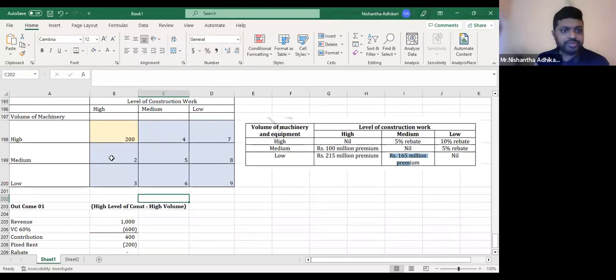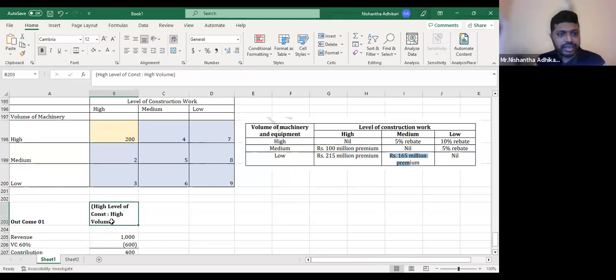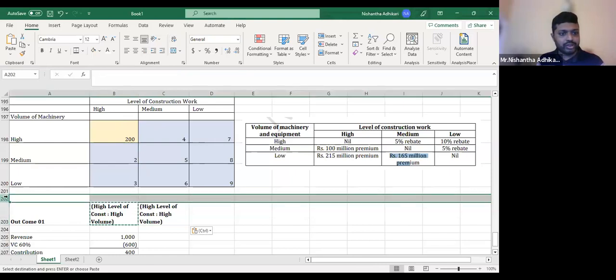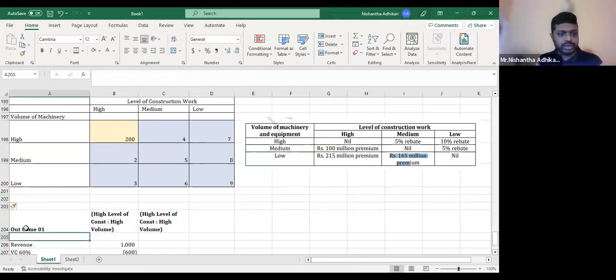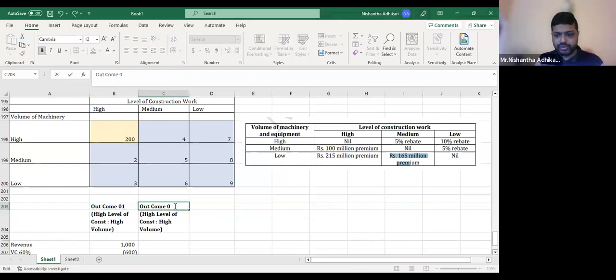If you order medium volume machinery, but a high level of construction work, this is outcome 2. This is outcome 1, this is outcome 2. We look at outcome 2.